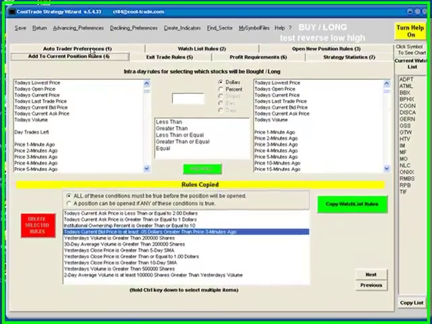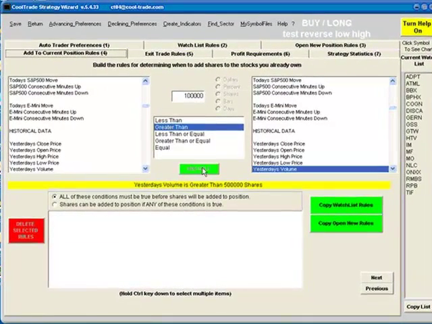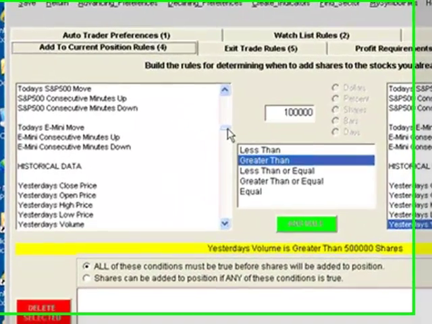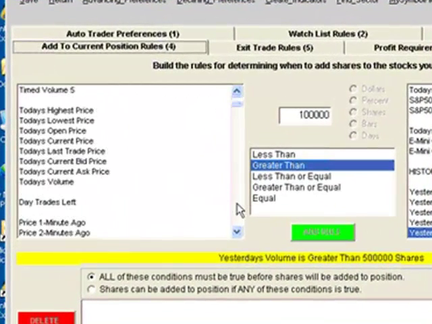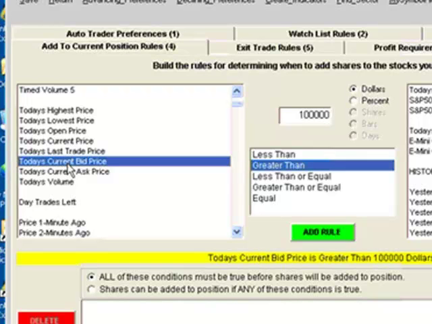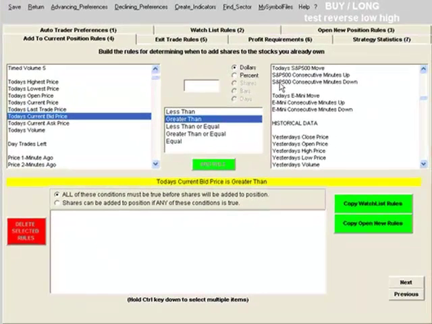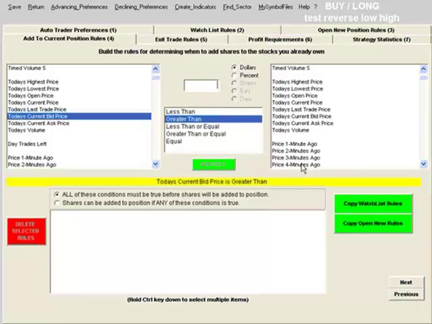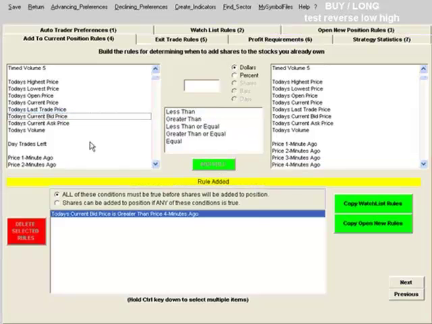Tab 4, Add to Current Position Rules. This is exactly the same as the Open Position Rules on Tab 3. You select an item from the left, for instance, the current bid price is greater than, let's clear this, and let's say price 4 minutes ago. Today's current bid price is greater than the price 4 minutes ago. Add rule. So you can add rules here.